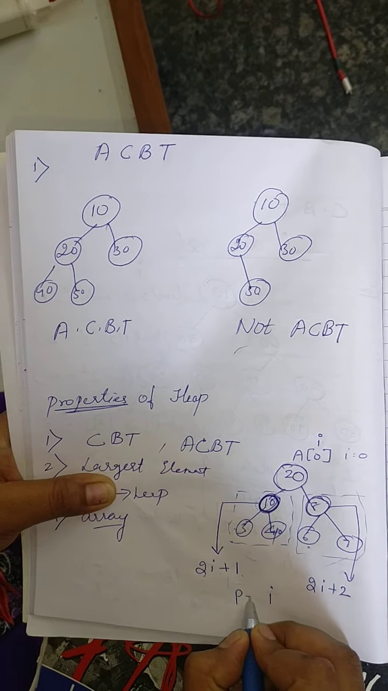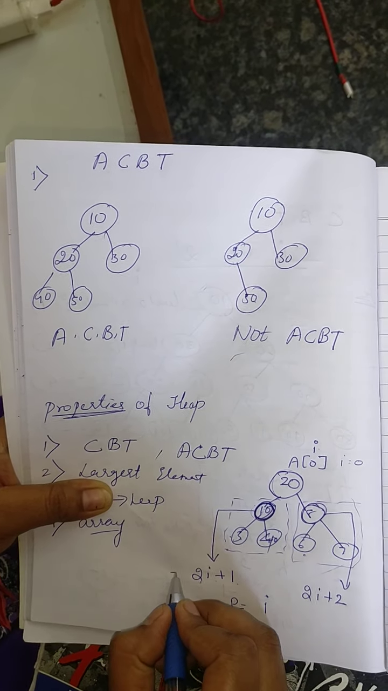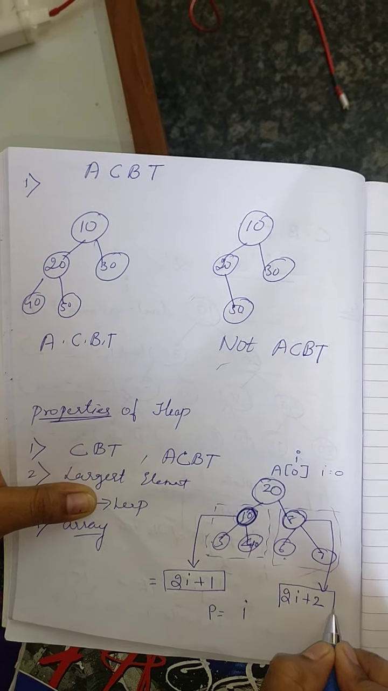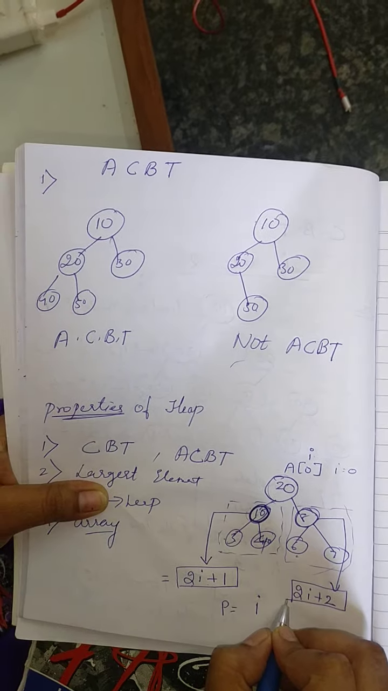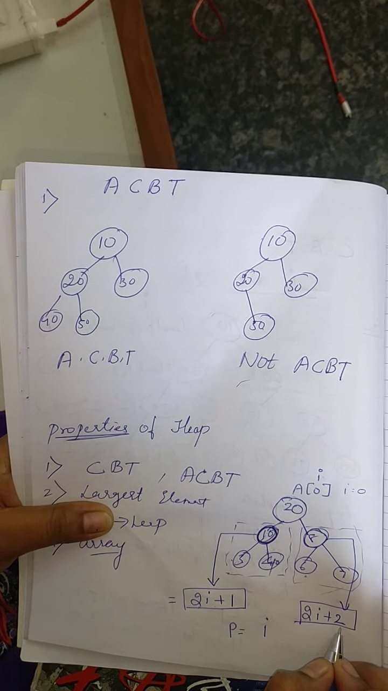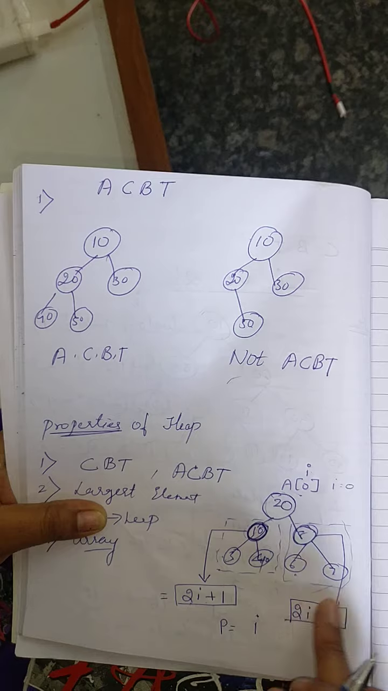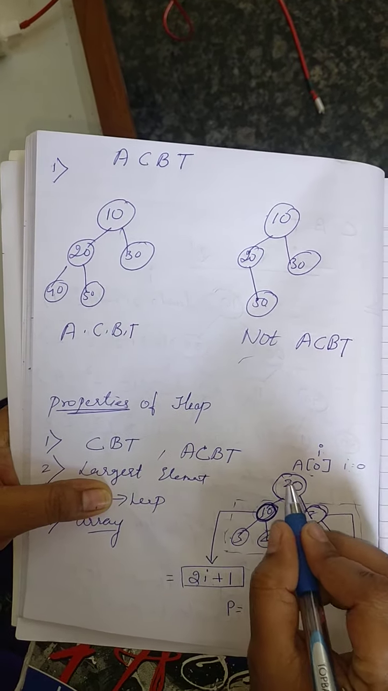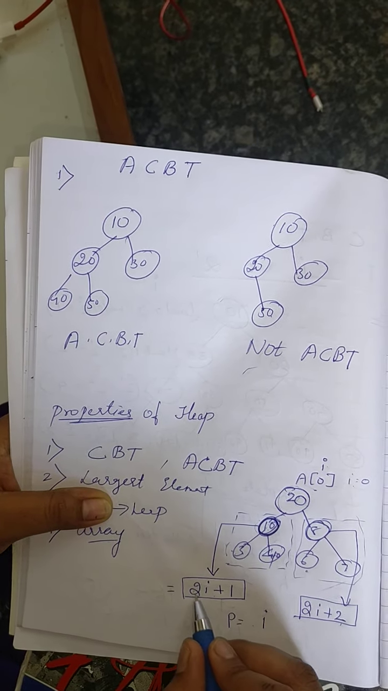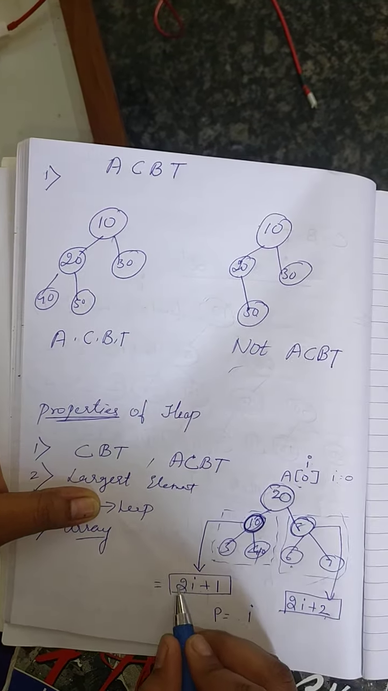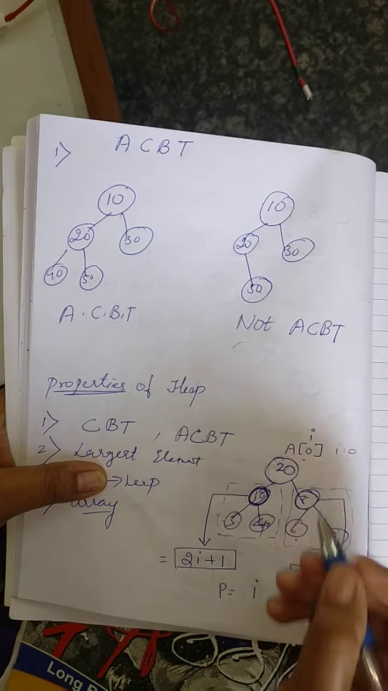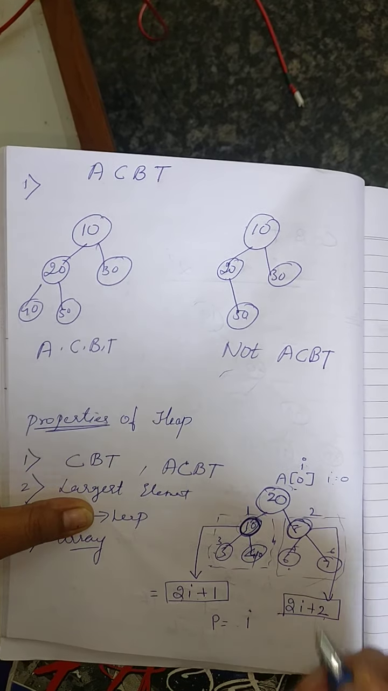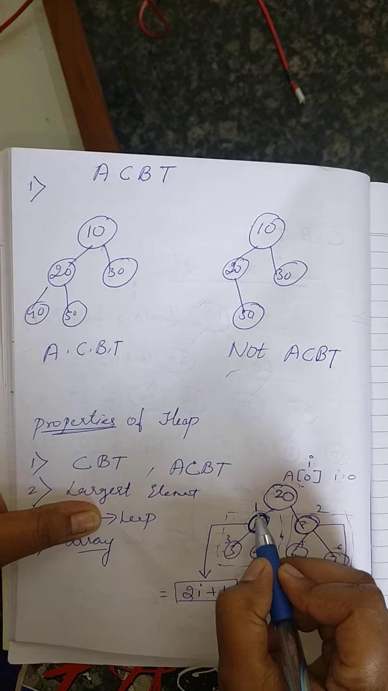So the parent node is stored at the ith position in the array A, the left child is stored at position 2i plus 1 in the array, and the right child is stored at position 2i plus 2 in the array. See, the same example will illustrate this. Okay, so I have taken P equals i. Now I want the left-hand child. So what is it? 2i plus 1. What is i? i is 0. 2 into 0 is 0, plus 1 is 1. So this is 0 and this is 1, 2, 3, 4, 5, 6. Correct? So the first position is your left-hand child.